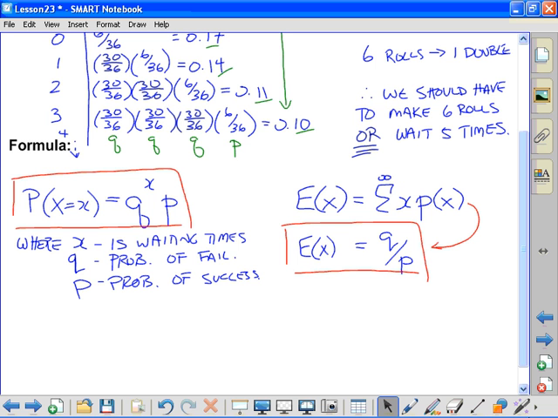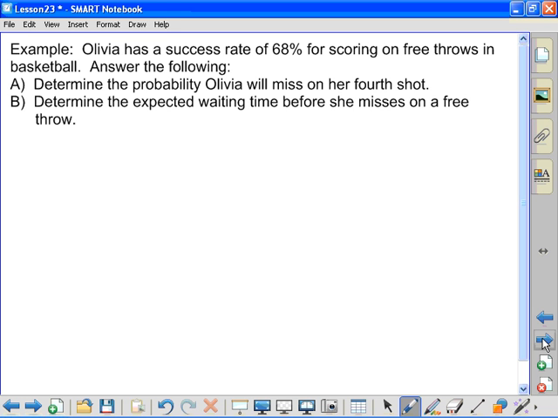All right. So I'm looking at the example here. It says that Olivia has a success rate of 68% for scoring on free throws in a basketball game. Answer the following. Determine the probability Olivia will miss on her fourth shot. So, A part. We are looking at the fourth shot. If I'm looking at the fourth shot, how many times did she make it? She made 3 shots before that. So I have 3 waiting times before, in this case, failing. So that would mean that our x value is 3.